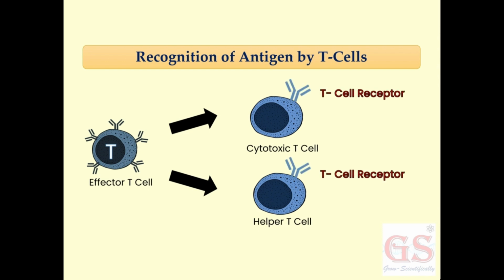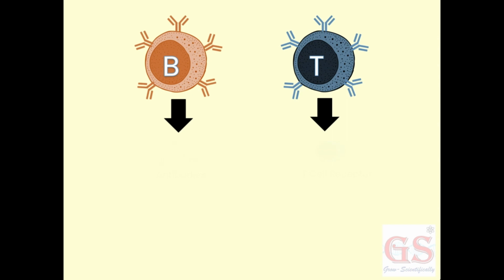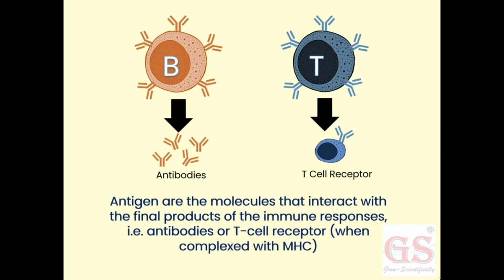in antigen recognition. What we can conclude from this for our understanding is antibodies are the final products of B cell activation and T cell receptors are the final products of the T cell activation, and both of these help in recognizing the antigen. From this, if we try to give a specific definition of antigen, then antigens are the molecules that interact with the final products of the immune responses, antibodies or T cell receptors.